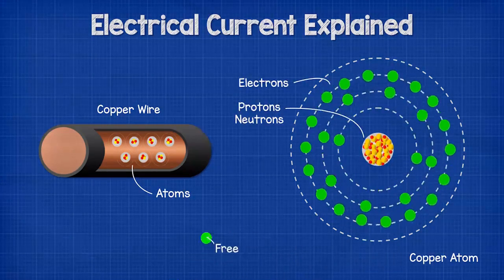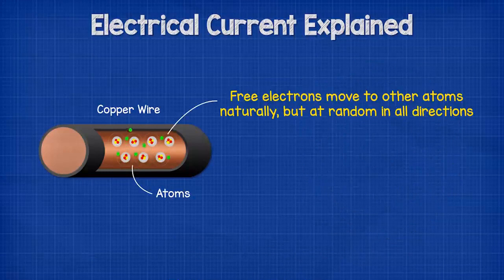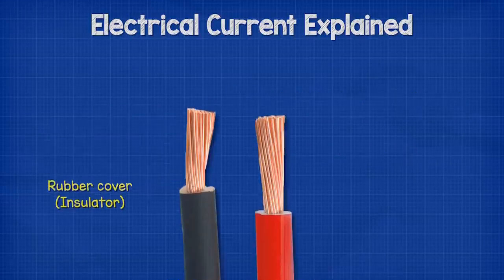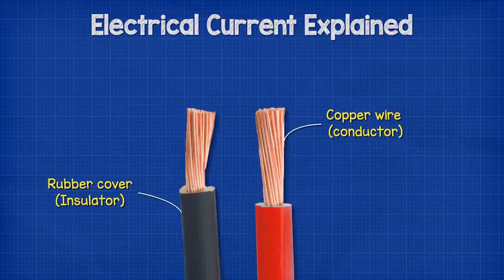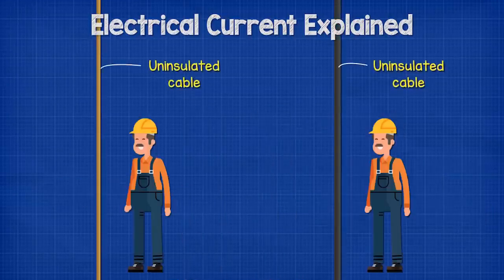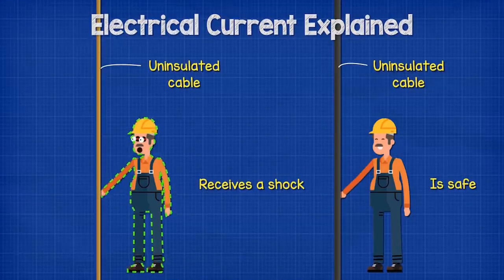It's so easy to move that it will naturally move to other copper atoms by itself, but this occurs randomly in any and all directions, which is of no use to us. We wrap copper wires in rubber because the rubber is an insulator, which means it does not allow free electrons to pass through it. That provides a barrier and keeps the electricity within the wires and away from us.